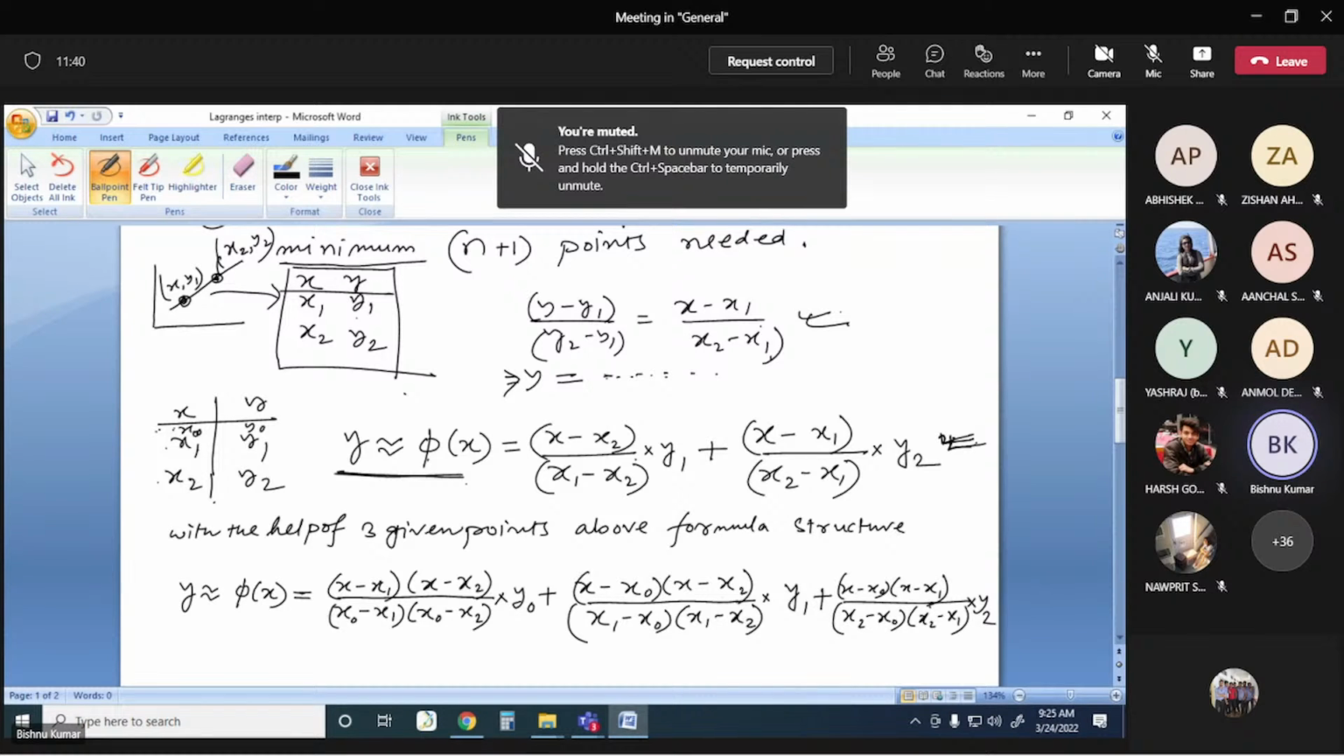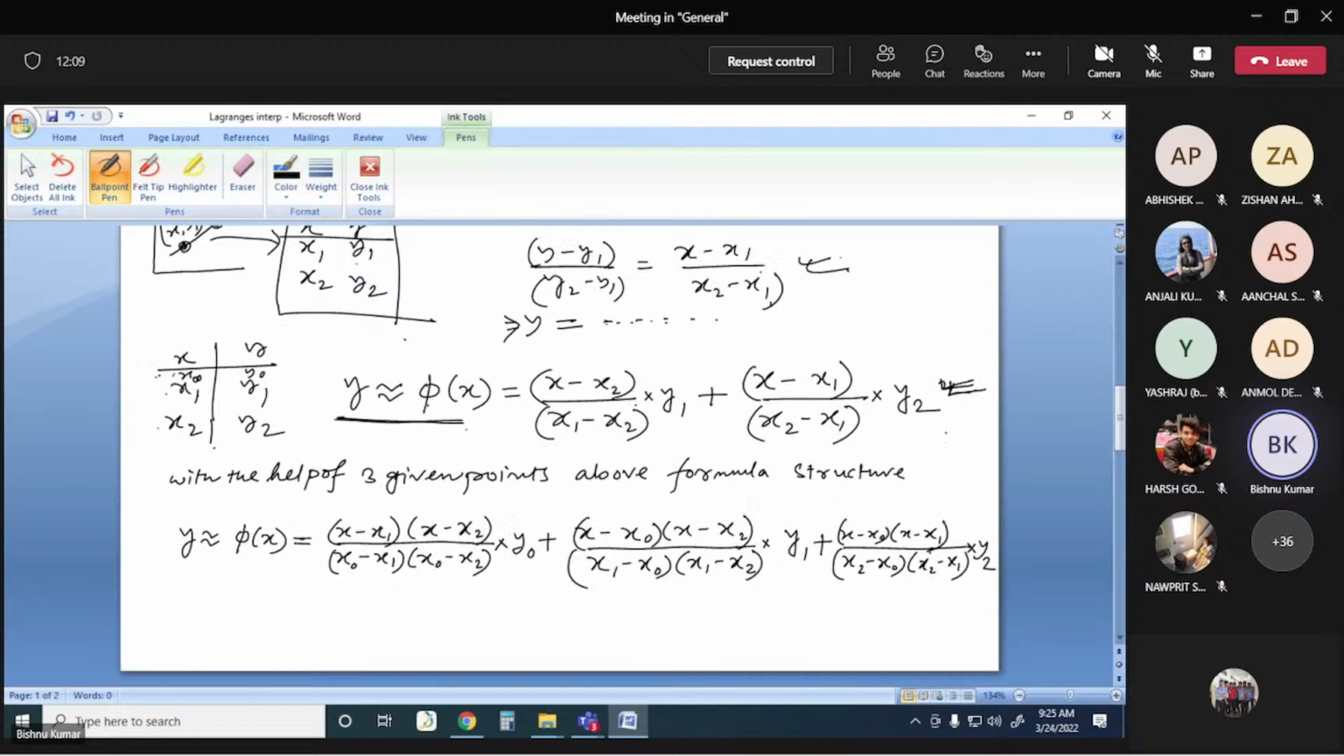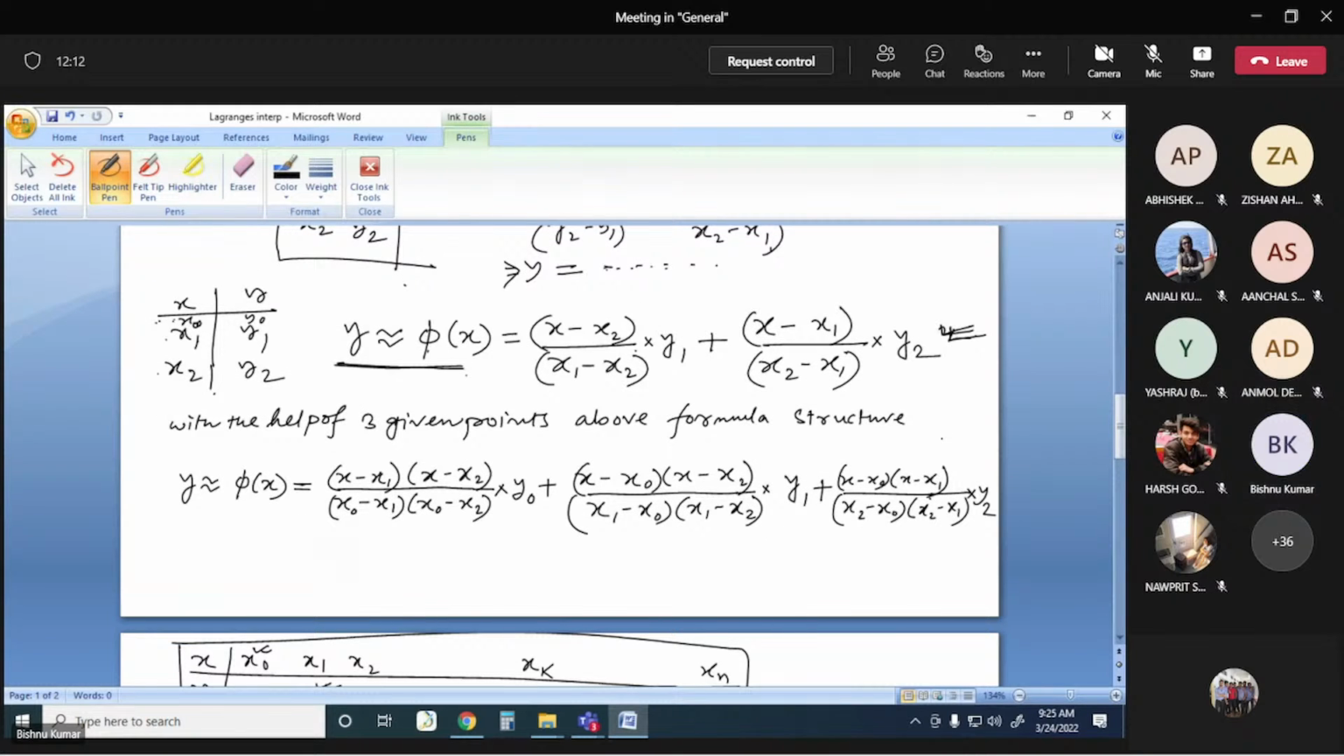Is it coming out looking like this or not? y equals approximately (x minus x2) by (x1 minus x2) into y1, plus (x minus x1) by (x2 minus x1) into y2. How will you remember this? You just see this pattern and try to establish the formula for 3 points.